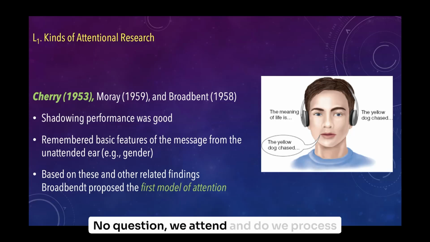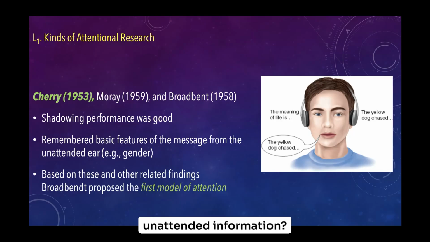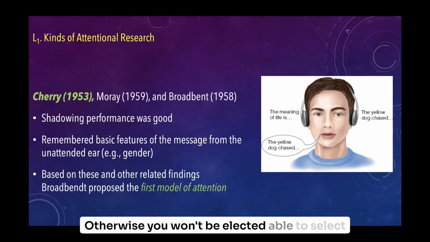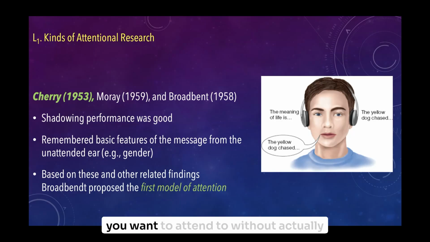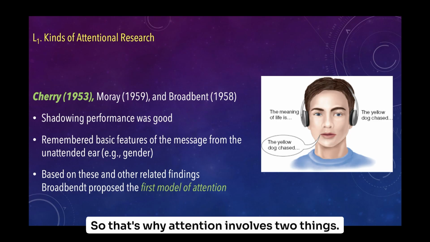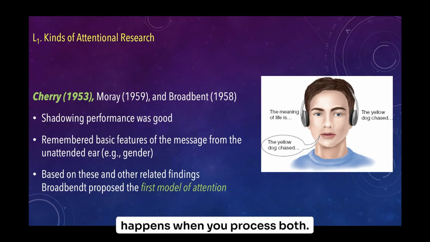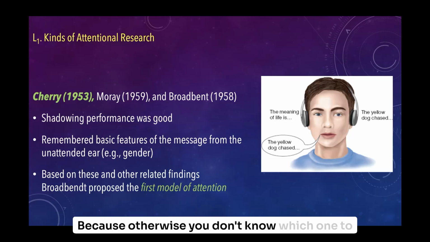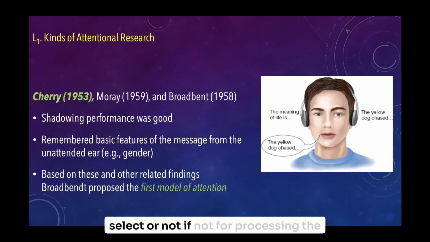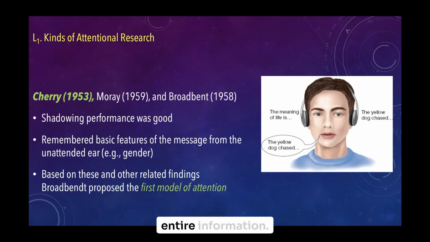So that's the idea. The question: do we process unattended information? Of course we do. Otherwise, you won't be able to select what you want to attend to without actually knowing what you don't want to attend to. So that's why attention involves two things: attending to and ignoring or deselecting. So attention is both the process of selecting and deselecting. And the deselection and selection only happens when you process both, because otherwise you don't know which one to select or not, if not for processing the entire information.